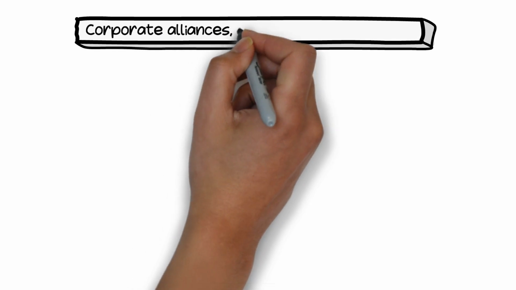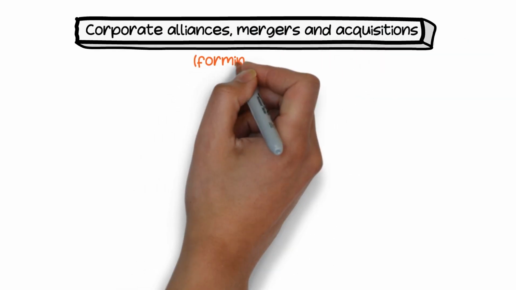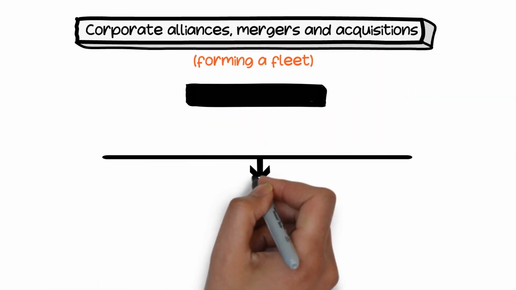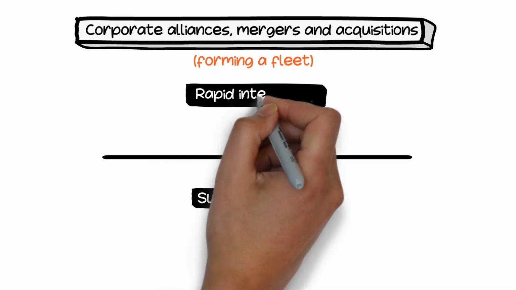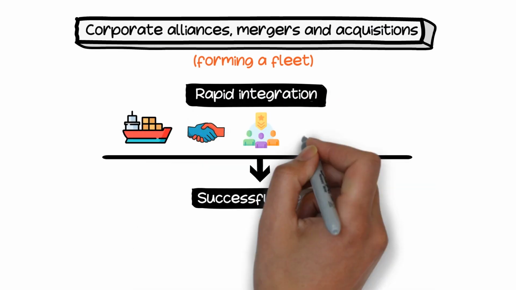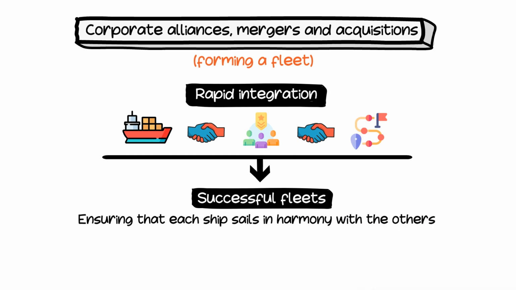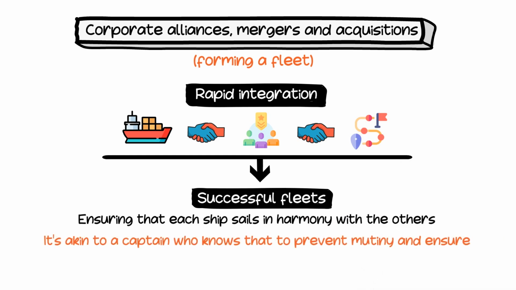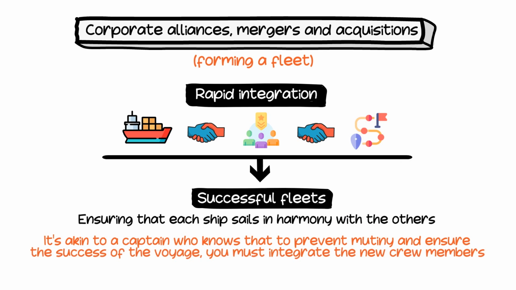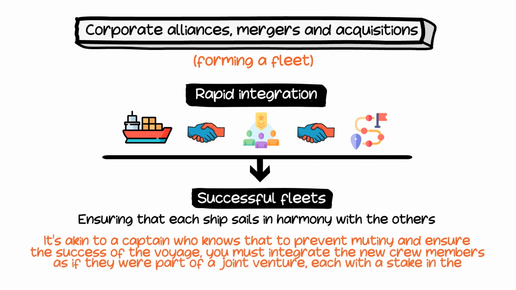In the grand dance of corporate alliances, mergers and acquisitions are akin to forming a fleet. The most successful fleets are those that rapidly integrate their vessels, crews, and routes, ensuring that each ship sails in harmony with the others. It's akin to a captain who knows that to prevent mutiny and ensure the success of the voyage, you must integrate the new crew members as if they were part of a joint venture, each with a stake in the journey's success.